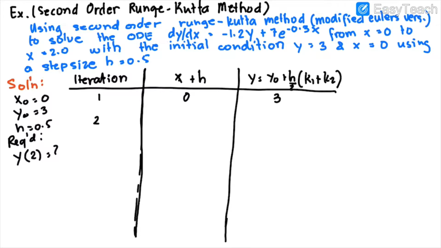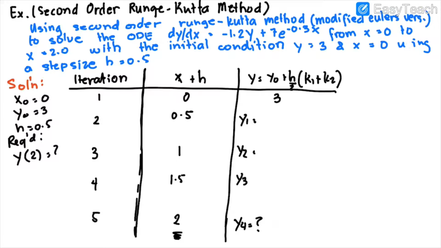The second, 0 plus 0.5 is 0.5. The third is 0.5 plus 0.5 is 1. The fourth, 1 plus 0.5 is 1.5. And the fifth iteration is simply the value of x equal to 2. We are now asked to solve for the value of y at x equal to 2. So we need first to solve for the value of y1, y2, y3, and lastly, of course, the value of y4, which is our unknown.